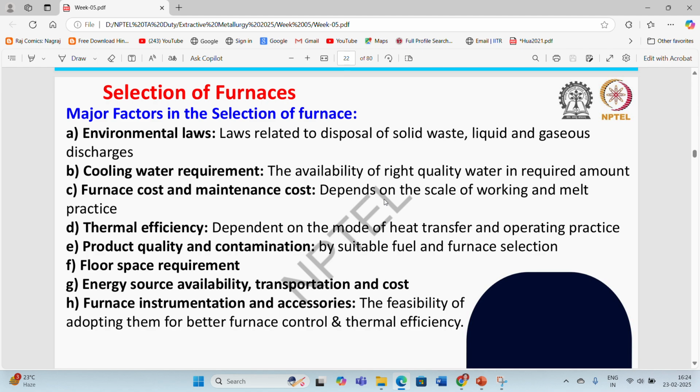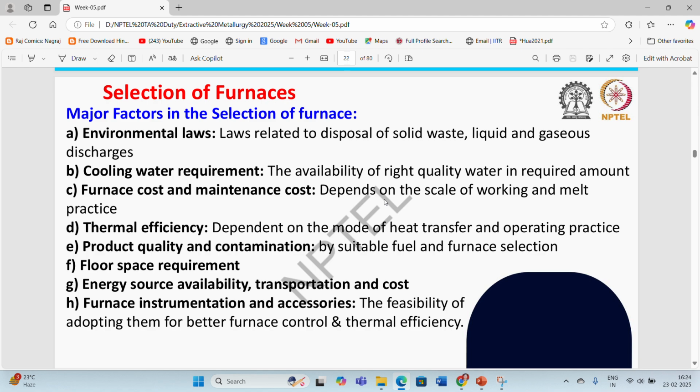The first major factor is environmental laws. We have to keep in mind laws related to disposal of solid waste, so how much solid, liquid or gaseous discharges are getting generated during that particular furnace operation. We have to keep that in mind.